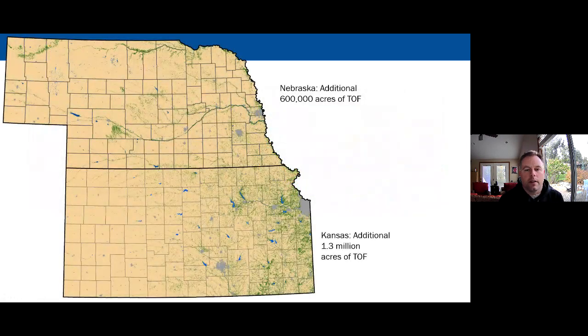This is what the final product looks like for Kansas and Nebraska. For Kansas, we used 2015 NAIP imagery, and we used 2014 for Nebraska. Our estimates show approximately 600,000 additional acres of trees outside forests that were picked up for Nebraska, and over 1.3 million acres for Kansas.